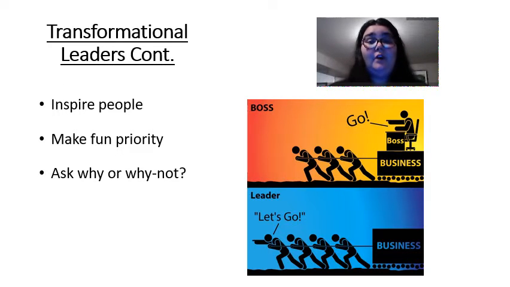Transformational leaders also inspire people and encourage them to be better than they ever thought they could be. They also foster a fun work environment that allows employees to enjoy their job, often leading to employment satisfaction. They also continually ask why and why not when answering tough questions about the business or the clinic status.